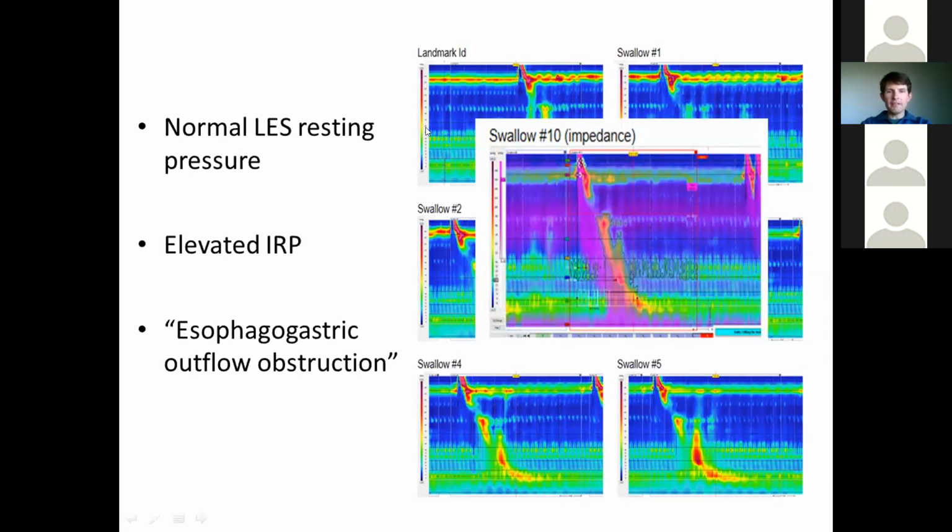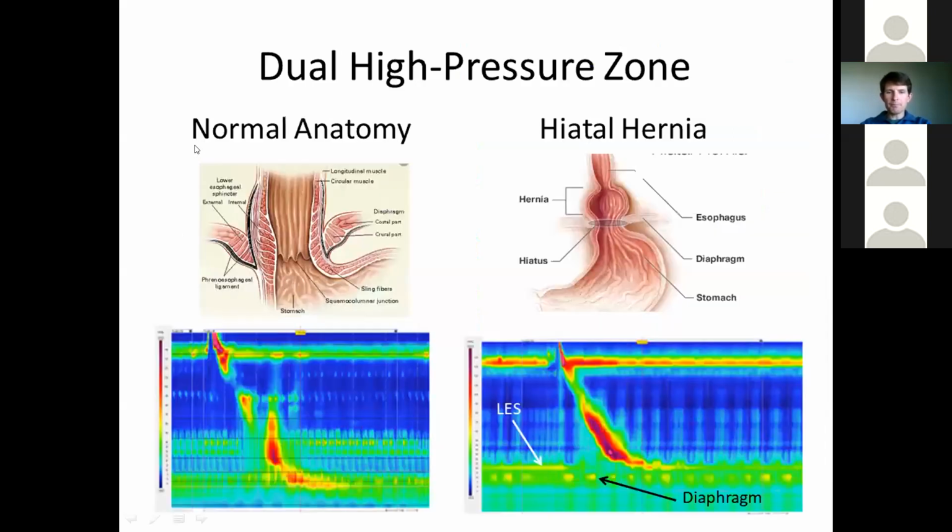So this is the same study that I show in the background, but with impedance overlapping the manometry information, and you can see that the bolus is actually cleared pretty effectively from the esophageal body, despite having this diagnosis of esophagogastric outflow obstruction. So I wanted to make that point. You do see a little bit of persistent fluid bolus, and that comes right at this transition zone, which I'm going to talk about in a few slides.